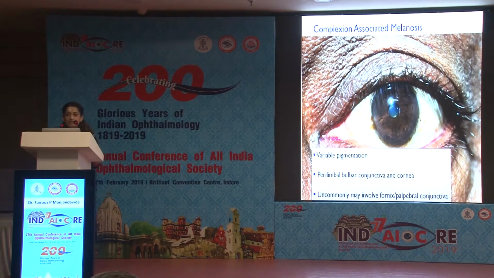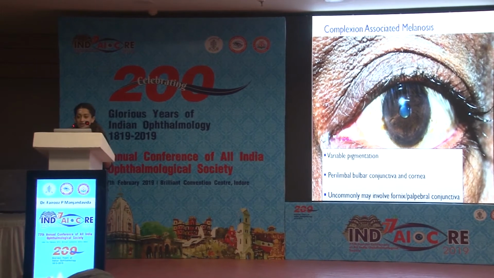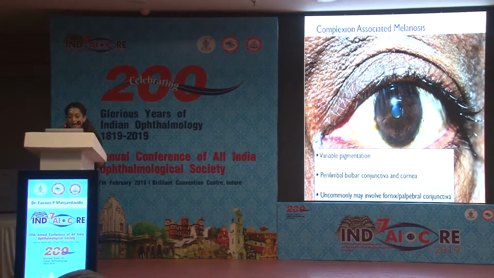And it does give a variable pigmentation. It has to be differentiated from other melanocytic lesions. It's usually perilimbal, bulbar conjunctiva, and the cornea which is involved. And it's very uncommon to find this pigmentation in the fornix and the palpebral conjunctiva. Mostly it's in the sun-exposed areas.